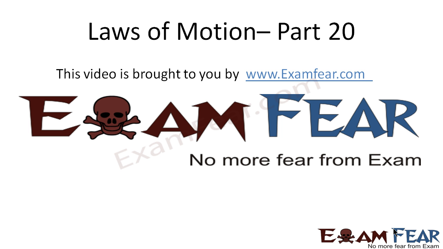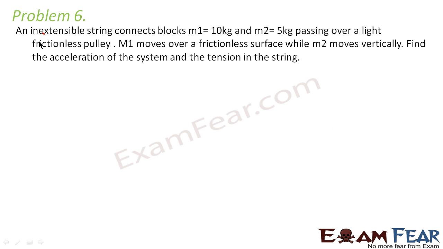Please make sure that you have watched all the videos from part 1 to 19 before going ahead with part 20. The problem says an inextensible string connects blocks M1 equal to 10 kg and M2 equal to 5 kg passing over a light frictionless pulley. So what does it say? It connects two blocks M1 and M2 over a frictionless pulley. M1 moves over a frictionless surface while M2 moves vertically.